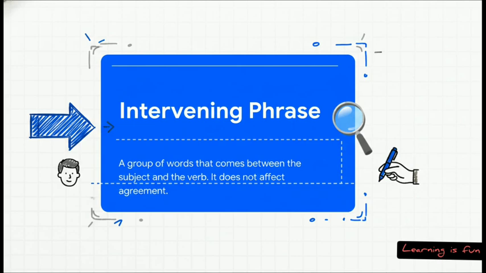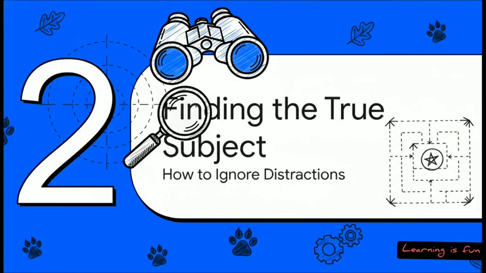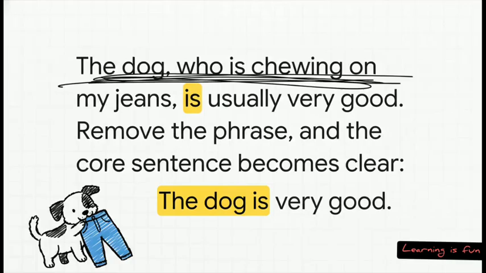Learning to spot these and just ignore them is the single biggest superpower you can have to get this right every single time. So, this brings us to our first mission. We have to hunt down the real subject of the sentence. And trust me, it's often hiding in plain sight. Take a look at this sentence. That whole part, who is chewing on my jeans, that's a classic intervening phrase.